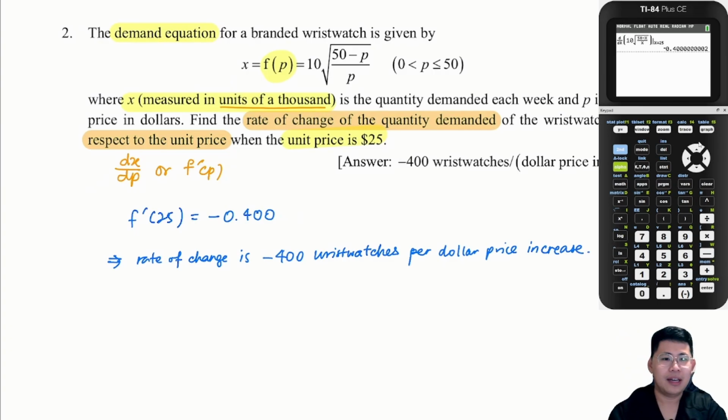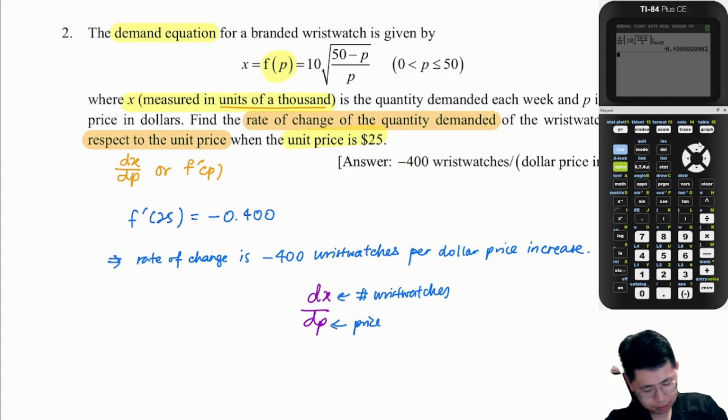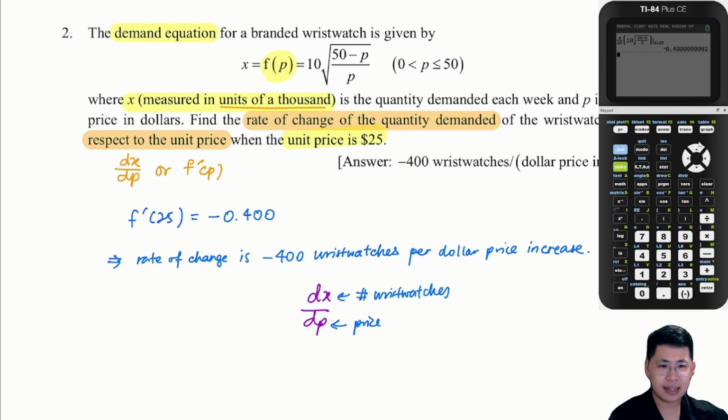So making use of the calculator to get this, because this one over here is dx dp, x is the number of wristwatches and this one is the price. So this is negative 400 wristwatches per dollar price increase. This is what we mean by dx dp. Then we translate this into words and put it in the context. So this is how we handle exercise 4 question 2.